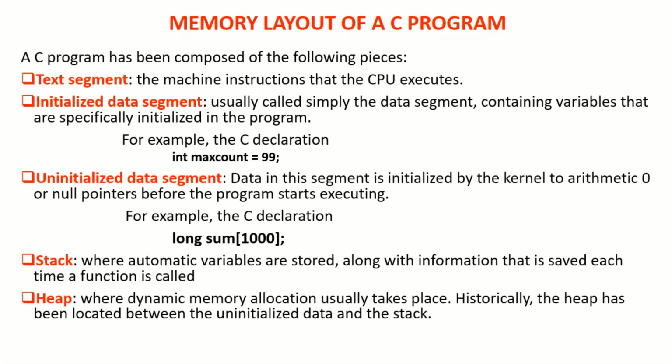Then we move towards the heap. What is called the heap? It is where dynamic allocation usually takes place. Historically, the heap has been located between the uninitialized data and the stack. Wherever dynamic memory allocation is required, we go for the heap, that is, where the value is held at runtime, not at the time of compilation of the program.